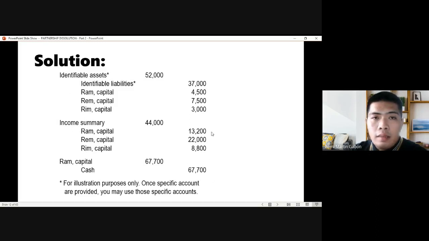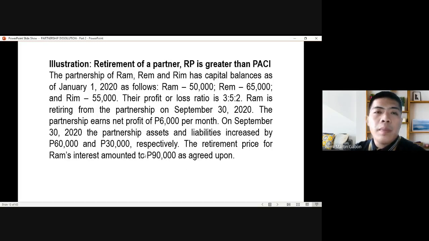So that's it. Very simple if there is no difference between the retirement price and the retiring partner's adjusted capital interest. Okay? So next problem. Retirement price is greater than the partner's adjusted capital interest.